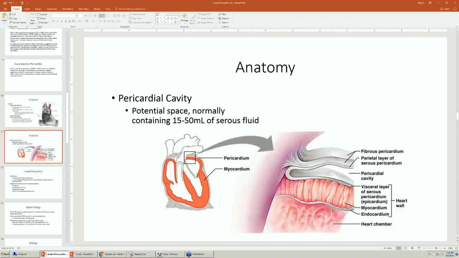And here's a little thing showing you these layers again. Here's the heart chamber. Here's the endocardium. Here's the myocardium. Here's the pericardium, the visceral layer. Here's the pericardial cavity. Here's the parietal layer of the serous pericardium, and then the fibrous pericardium. So these are layers that you see. And the pericardial cavity is here. It bends on itself, and this is where you get the fluid.